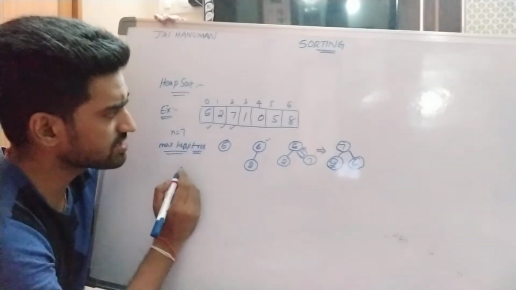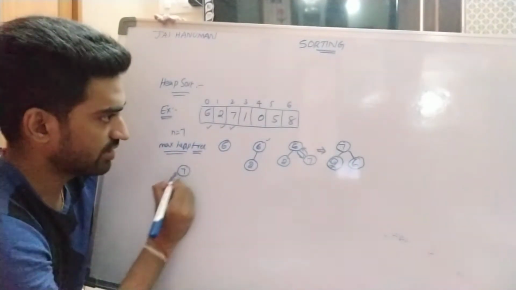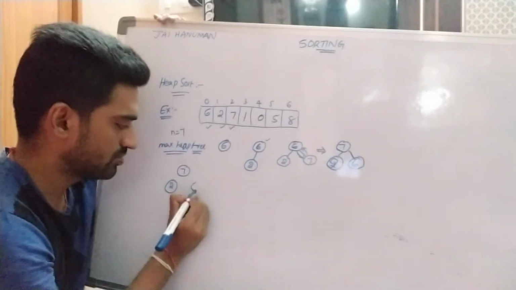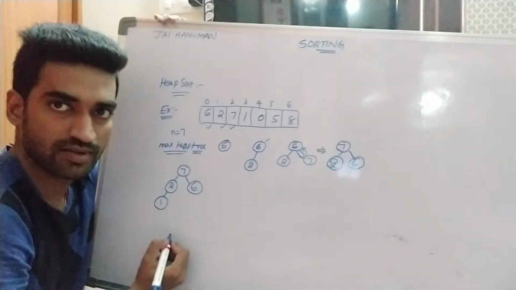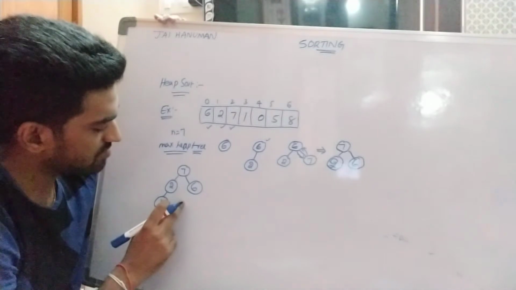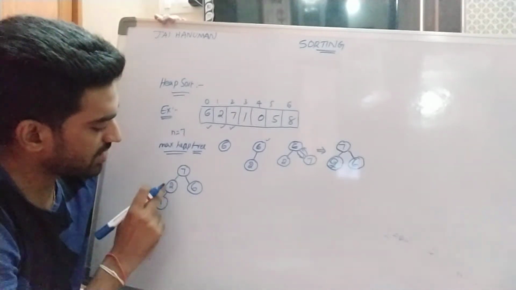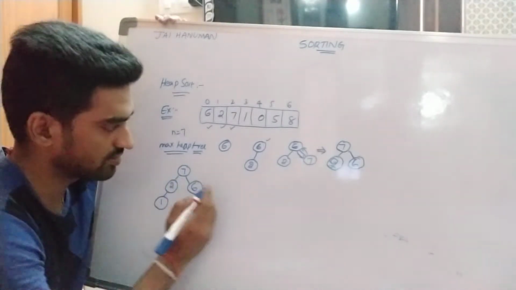Then what is the next inserted node? 1. 7, 2, 6, 1. So this tree also satisfies the max heap tree property. Why? Because parent node is always greater than children node. Parent node is always greater than children node, right?